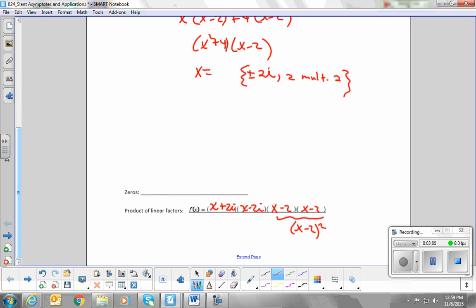13. Domain all real numbers except for x equals plus or minus 1. Vertical asymptote x equals plus or minus 1. 14. Domain all real numbers except for x equals negative 2. Vertical asymptote of x equals negative 2. 15. Domain all real numbers, horizontal asymptote of y equals 3. 16. Domain all real numbers, horizontal asymptote of y equals 3. 17. D. 18. A. 19. C. 20. B. 21.